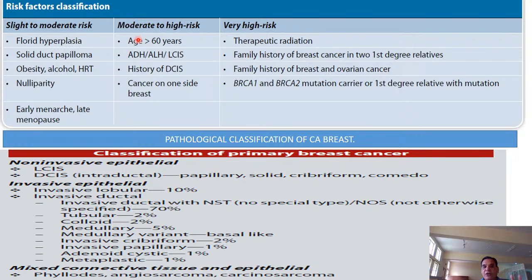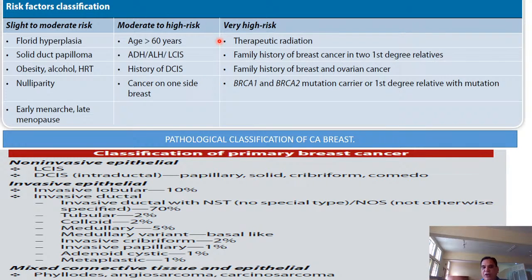Moderate to high risk, here it should be given importance. Always consider malignancy above age 60 years. You should be conscious if there is any history of repeated biopsy, that is, history of DCIS, ductal carcinoma in situ. Always it is a high risk. Cancer on one side of the breast, be aware the patient can develop it on the other side. So these are the high risk.